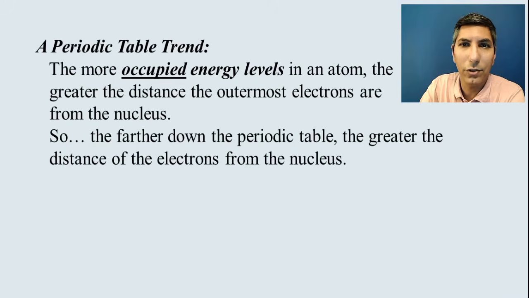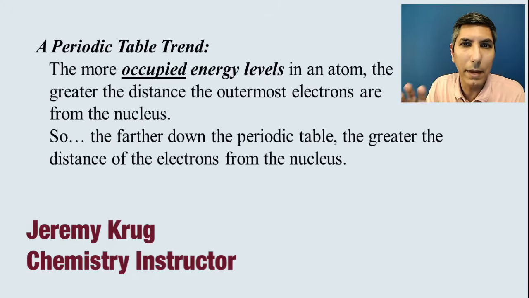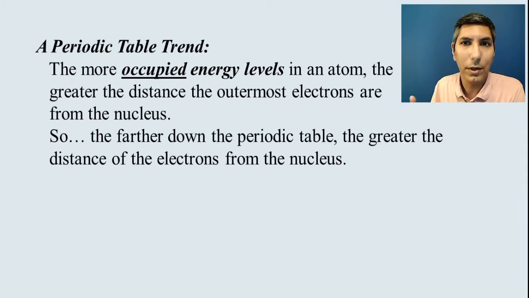Unit 1, Section 7 is all about trends or patterns that we see on the periodic table. And there are mainly three of these that we're going to talk about in this section: ionization energy, radius, and electronegativity. In this first video, we're going to focus mainly on ionization energy.